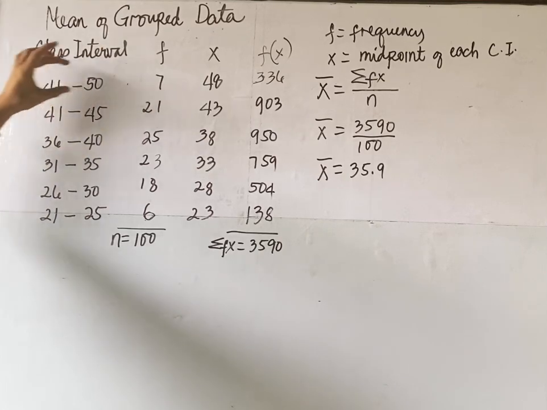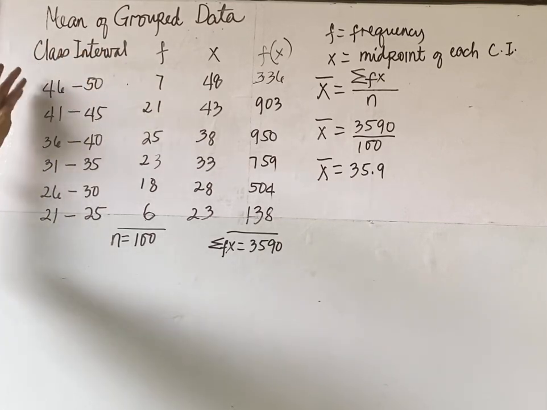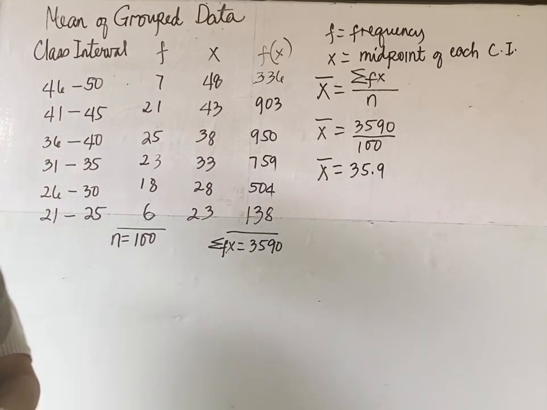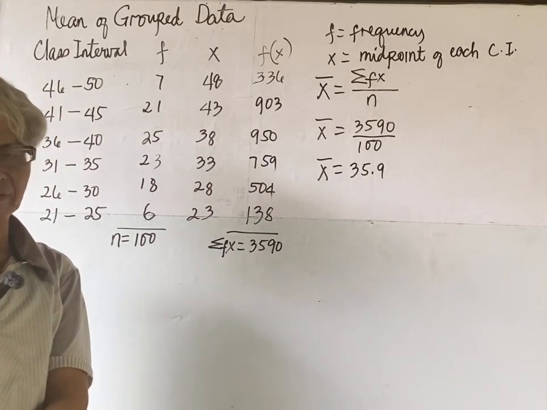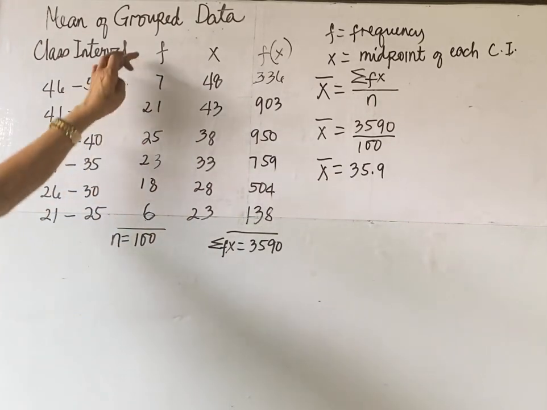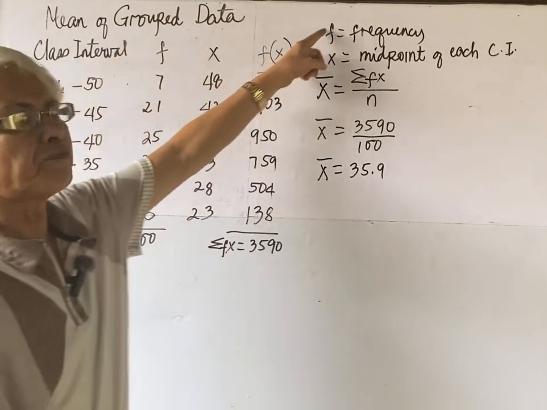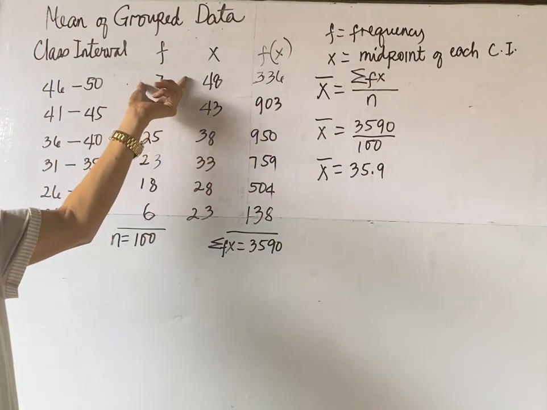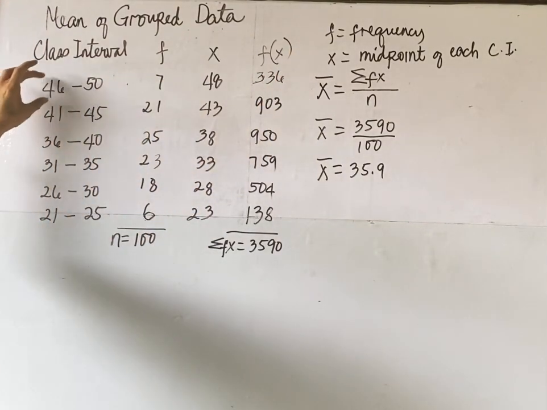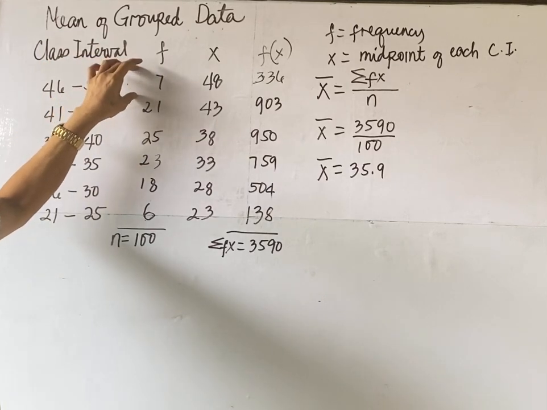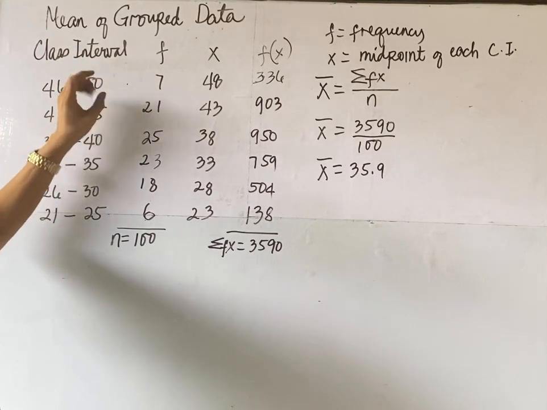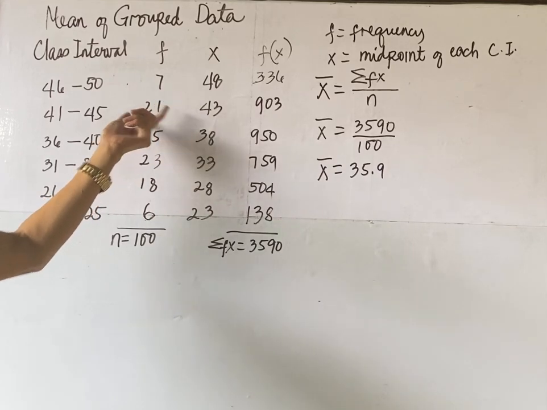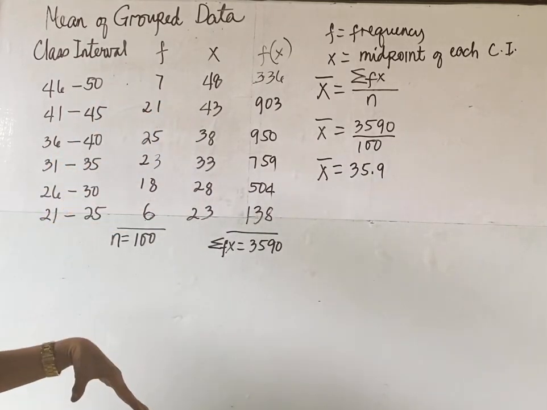Ito ay class interval. Therefore, meron tayong 1, 2, 3, 4, 5, 6. Meron tayong 6 class interval. And then, itong F na ito naman, ayun ang frequency. Ibig sabihin doon, ilan ba yung mga bata nakasali doon sa unang class interval? Ibig sabihin, yung score ay from 46 to 50. Ibig sabihin, may 7 bata. Dito naman, may 21 na bata. And so forth and so on.